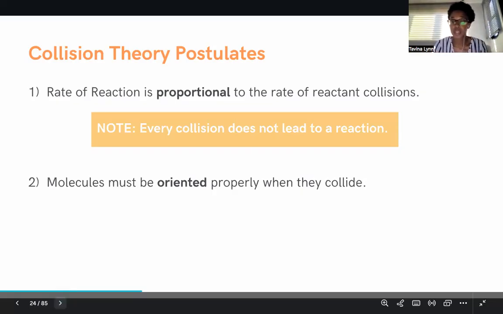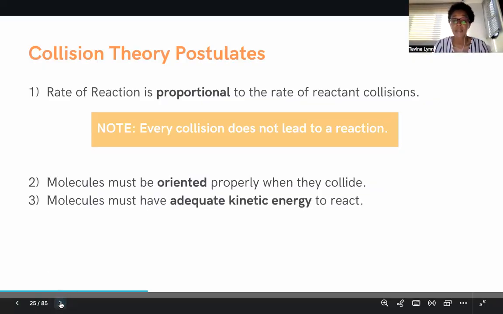And there's two things that must happen, right? One, the reactant molecules must be oriented properly when they collide, and they must have enough kinetic energy to react and form products. So these 3 points are what's called our collision theory postulates, or the 3 things that must be true within collision theory for reactants to form products or for a reaction to take place.